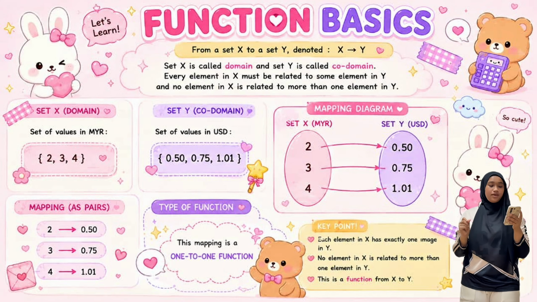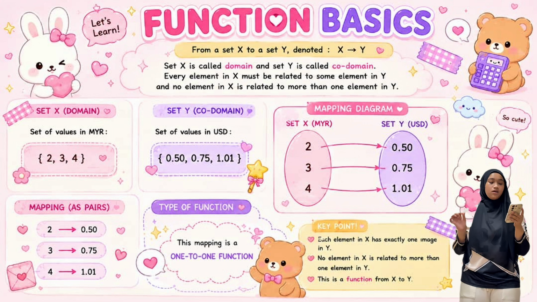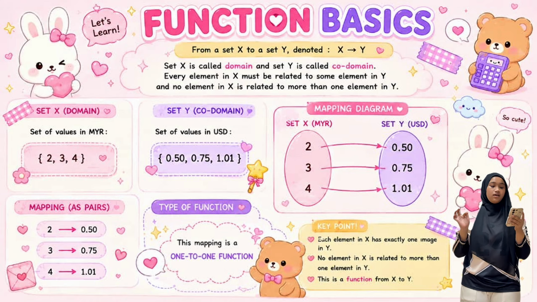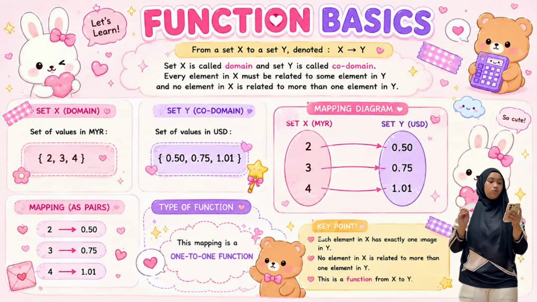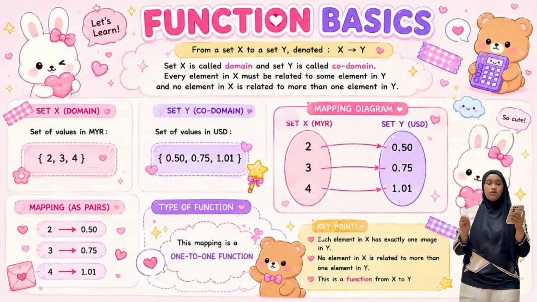Next, the domain, or set X, is 2, 3, 4, which represents the values in MYR. The codomain, or set Y, is 0.50, 0.75 and 1.01, which represents the values in USD.